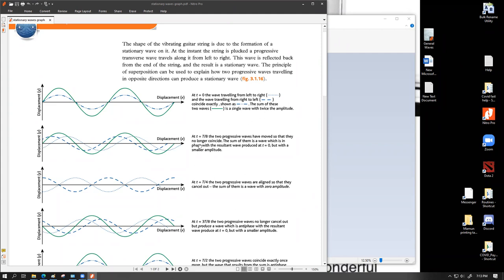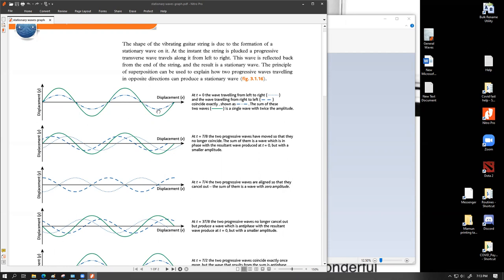Here, they have used a certain time frame. Capital T represents the time period. And have a look, at t equals zero, the wave traveling from left to right, which is the dotted wave, and the wave traveling from right to left, dashed, coincide exactly, shown as dash, dot, dot, dash. The sum of these two waves is green, a single wave with twice the amplitude. So at this very instant, which we are defining as t equals zero, the start of our observation, both the waves are falling onto each other perfectly.